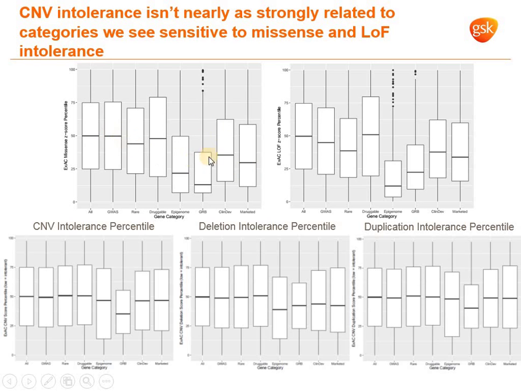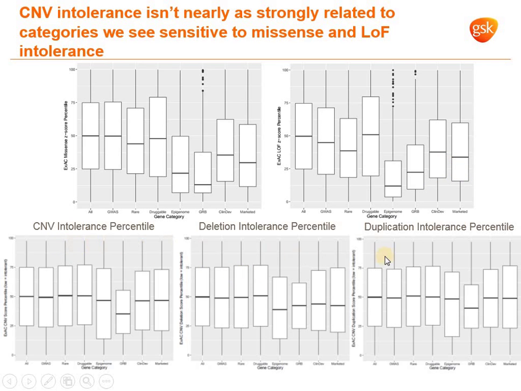So upper left is the percentile for the missense z-score from the original ExAC paper. On the upper right is the loss of function z-score percentile. And as we talked about before, some of these categories of genes are really highly constrained, really intolerant to loss of function variants. In particular, this class of epigenetic genes are really intolerant, and you see a nice pattern with the GWAS and the genes underlying GWAS and rare diseases. And we even see the enrichment amongst those under clinical development and marketed.